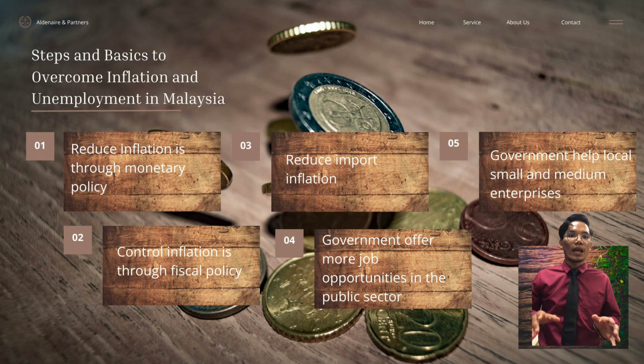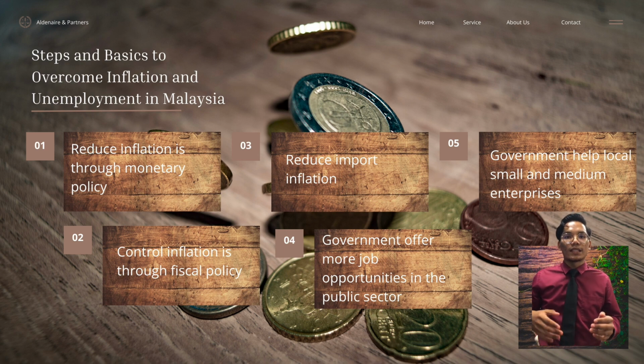So, the steps and basics to overcome inflation and unemployment in Malaysia, I will present. High unemployment is included in economic and social problems. People who are unemployed at one point can lose their self-confidence, so that it can lead to criminal action, disagreement with the community and so on. Starvation is an economic and social problem that must be overcome. Seen from an economic point of view, the existence of unemployment causes the prosperity of society to decrease.